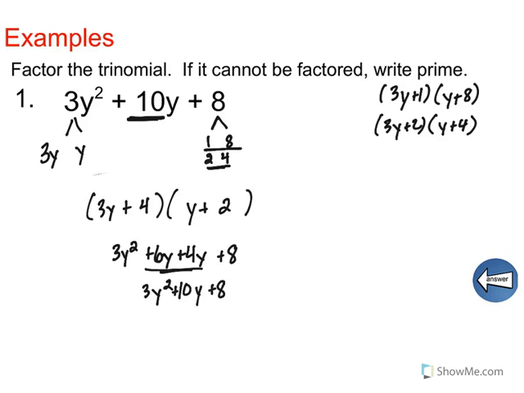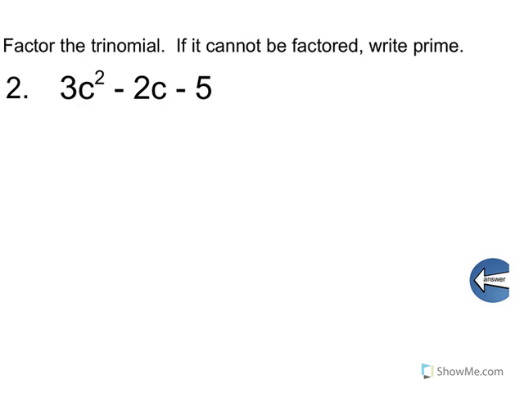So this one was factorable, and my factors happen to be 3y plus 4 and y plus 2. Now on this one, remember I had to guess 3 times before I found the correct solution. Sometimes you get lucky and you only have to guess once, and sometimes you're not as lucky and you have to guess multiple times. Let's take a look at another example.